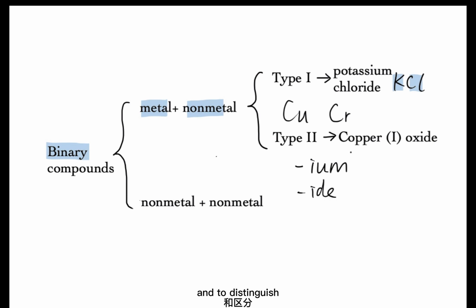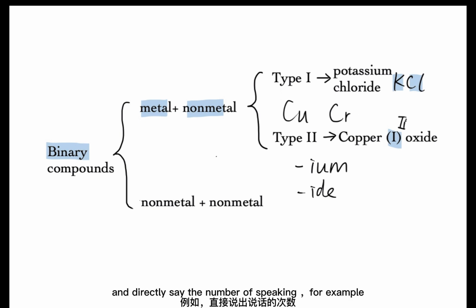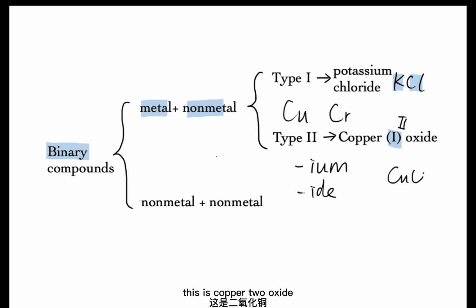And to distinguish the two or more cations of one element, we will write its valence in Roman numeral. This is Roman numeral. This means 1 and this means 2. And directly say the number when speaking. For example, this is copper 2 oxide, and this is copper 1 oxide.